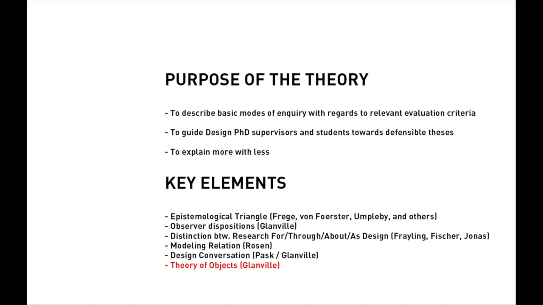I'm tying this in. In design research, there is, I think, a very helpful distinction between three different kinds of design research: research for design, research through design, and research about design. I have mapped these 10 years ago on those observer dispositions in a thesis that was examined by Wolfgang Jonas, who has then taken this further in a series of articles in which he has added a fourth dimension to this: research as design, and they can all be accounted for within this theory.